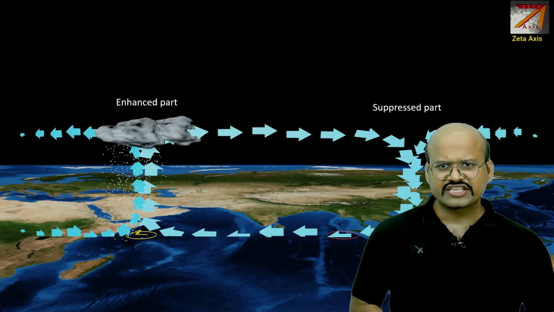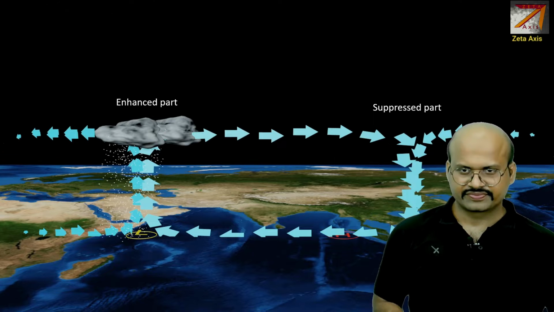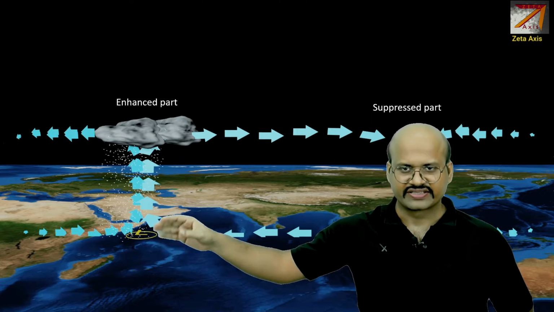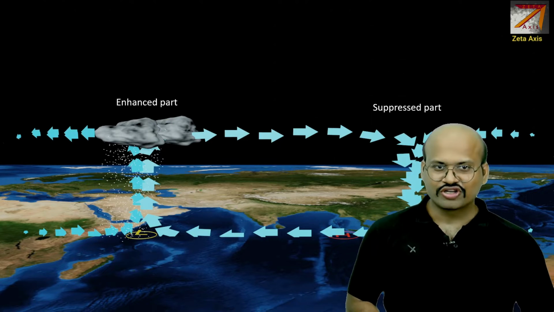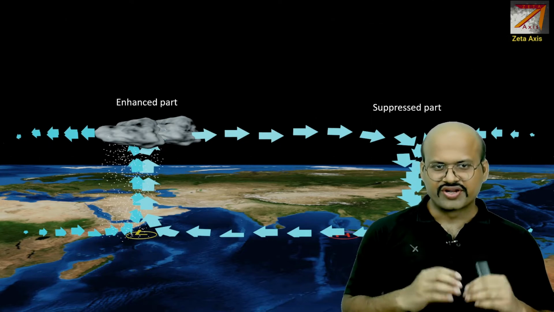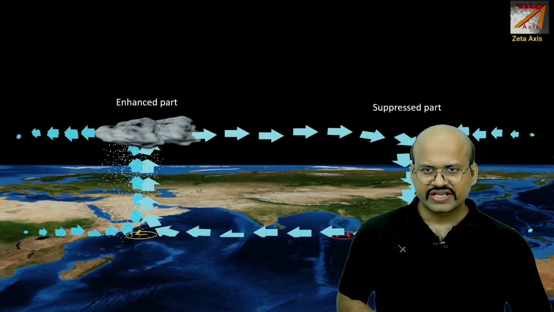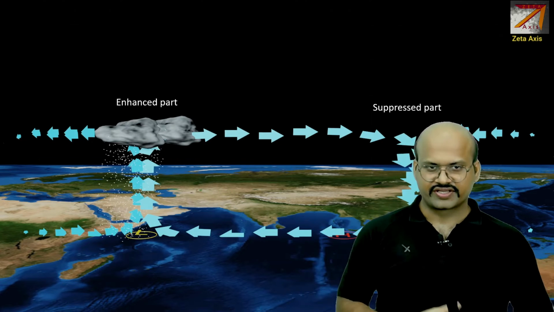Here is a basic representation of MJO, where we can see that it has an enhanced part and a suppressed part. The air in the enhanced part converges on the surface and then rises up. The rising air will have some moisture. The moisture will get adiabatically cooled down, and because it cools, it will start as rain. So most of the time the enhanced part will have rainfall with it.